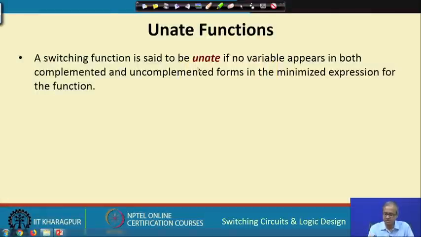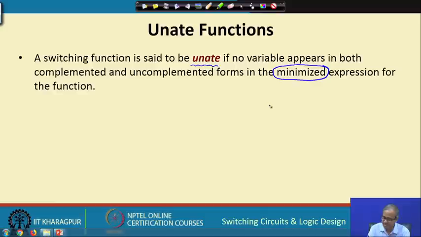A switching function is called unate if no variable appears in both complemented and uncomplemented form. Just note this term, minimized expression. Well, I will take some examples.